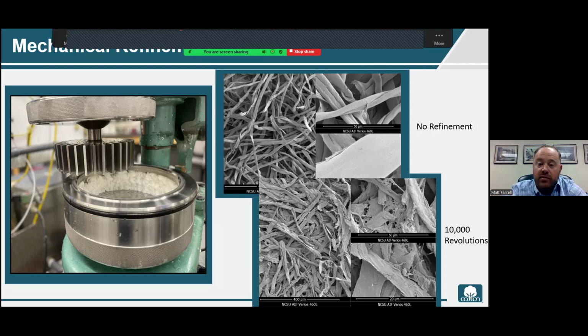So the micrographs on the right side of your screen here, you can see at the top, this is what a fiber bundle looks like with no refinement. Everything's nice, it's intact. But as you can see in the bottom of the figure, after 10,000 revolutions, we've pretty much opened that fiber up, we've fibrillated it. And that's really important because as we talked about the crystallinity, this allows that enzyme much easier access to get in to that cellulose and turn it into glucose. And so that's why the efficiency can be so high with an approach like this.